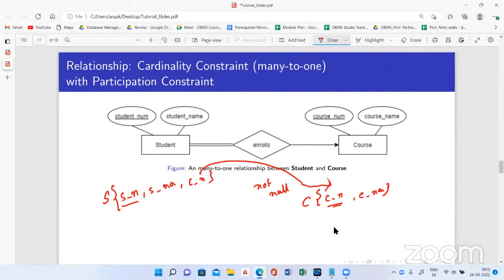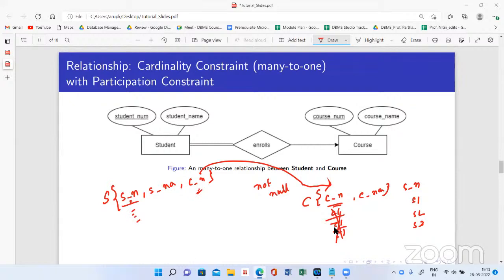If you want to have the student number over here, it may happen that students S1, S2, and S3 all have taken the same course C1. So can you make it primary key now? No, it cannot be. But over here it can be, because a student can take only one course, right? So we can maintain the primary key over here, right?